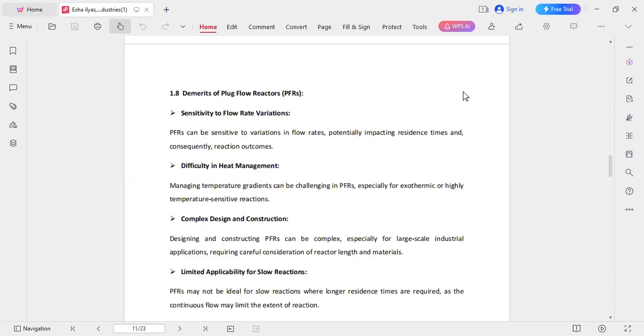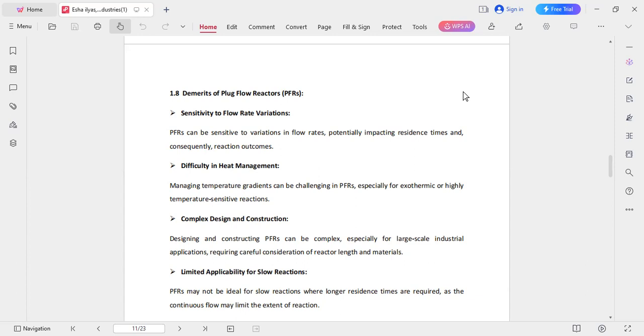Now we will see the demerits of plug flow reactors, and we should keep these demerits in mind while using any kind of reactor in chemical industries. Number one, sensitivity to flow rate variations. Plug flow reactors can be sensitive to variations in flow rates, potentially impacting residence time and consequently the reaction outcome. Number two, difficulty in heat management. Managing temperature gradients can be challenging in plug flow reactors, especially for exothermic or highly temperature-sensitive reactions.